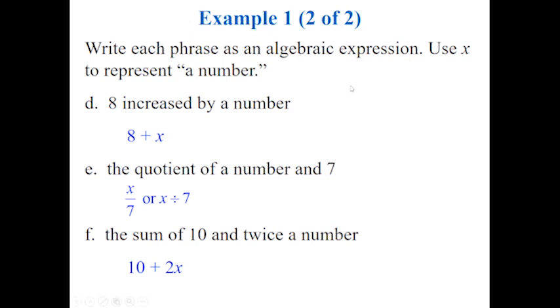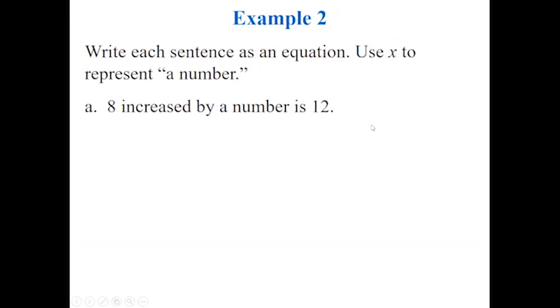Now, these were all expressions. Expressions do not have equal signs. In our next example, we're going to write each sentence as an equation. Equations do have equal signs. And the word "is" is going to tell us that we have equals. Again, we're using x to represent a number.